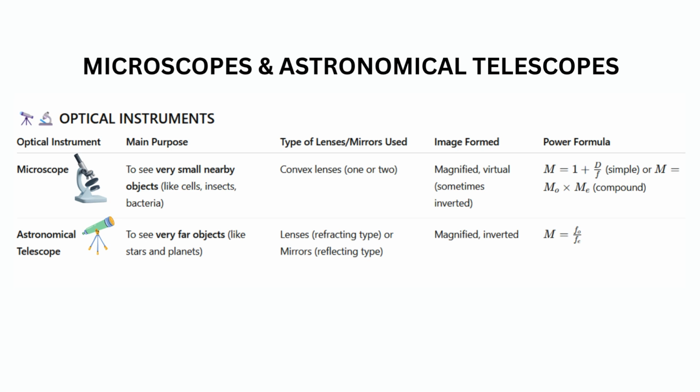Astronomical telescopes. Astronomical telescopes are used to see very far objects like stars and planets. There are 2 main types of astronomical telescopes. Refracting telescope uses lenses. Reflecting telescope uses mirrors. Image formed is inverted and magnified. The magnifying power of a refracting telescope is given by m equals f_o by f_e, where f_o is the focal length of the objective lens and f_e is the focal length of the eyepiece lens.